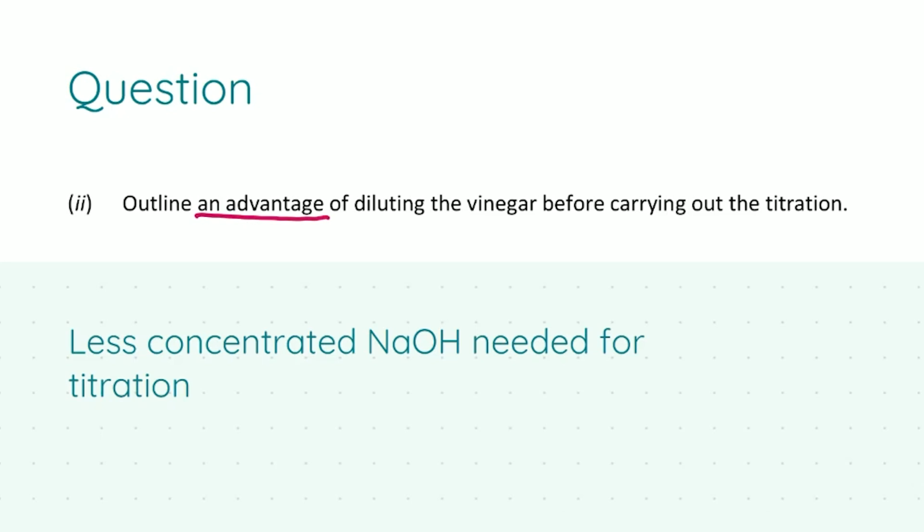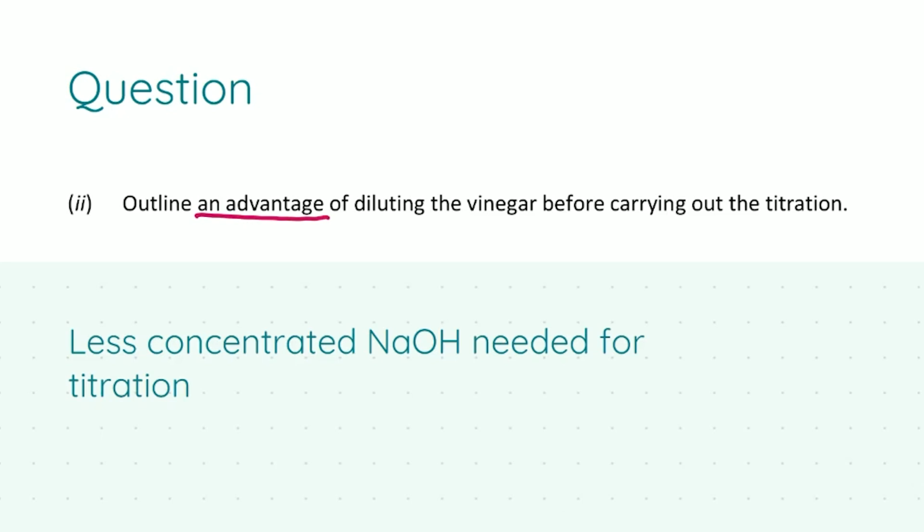Also, less concentrated sodium hydroxide is easier to attain for the laboratory, so it's definitely beneficial for this reaction to dilute the vinegar. So for the second part of this question, they're just looking for one advantage of diluting vinegar. Simply, less concentrated sodium hydroxide solution is required for the titration. Nice and easy, you just learn that off. It'll work always for this question if this question is asked.